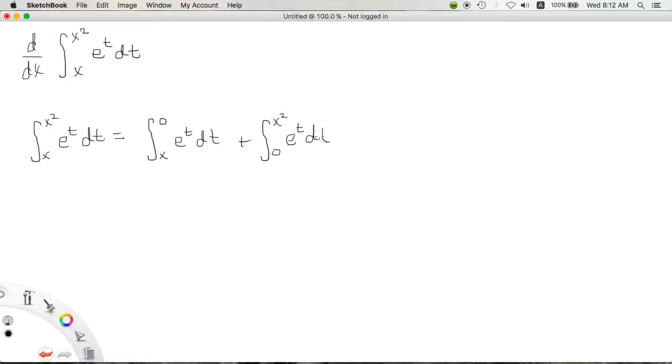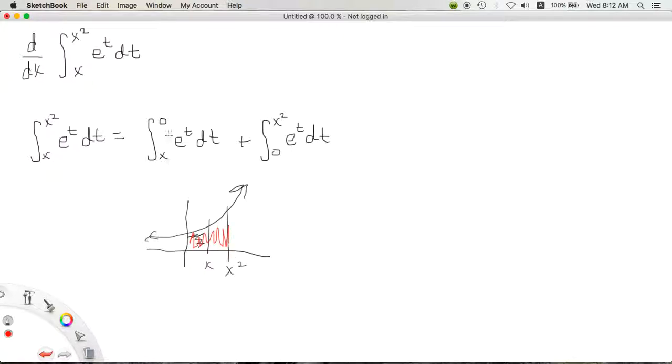Now you say, we don't know that 0 is between x and x squared. Well, that's true, we don't. But it'll take care of itself with the signs of the different areas. If, for example, let's see, e to the x. So if x is here and x squared is here, then this one here would be this area, and this one here would be this whole area here.